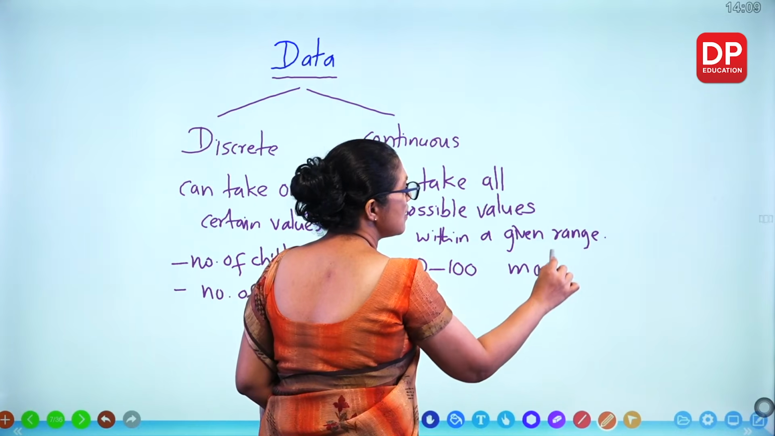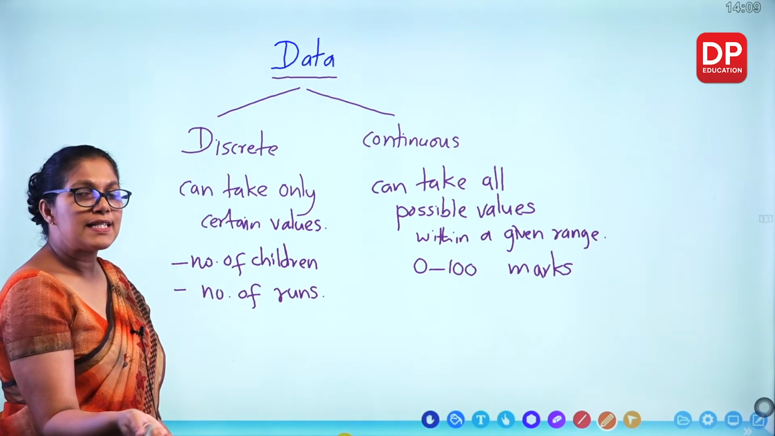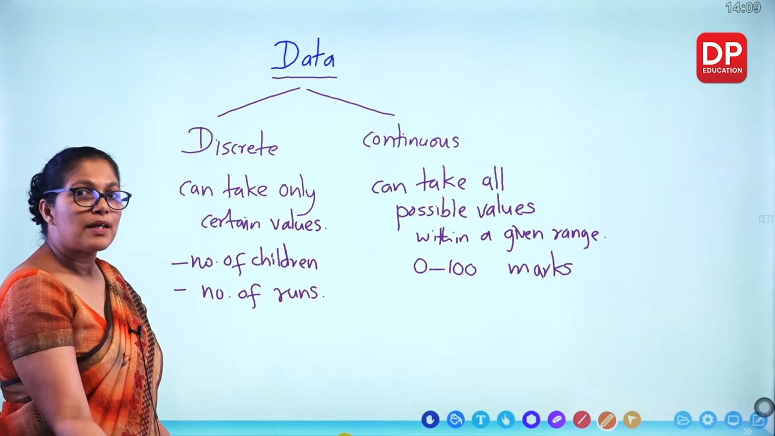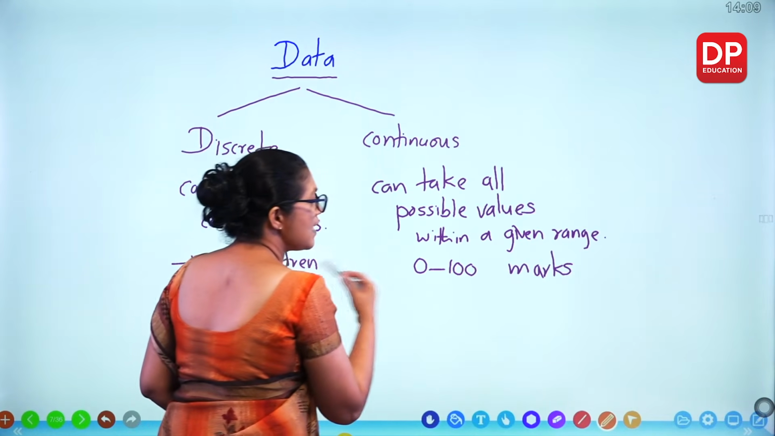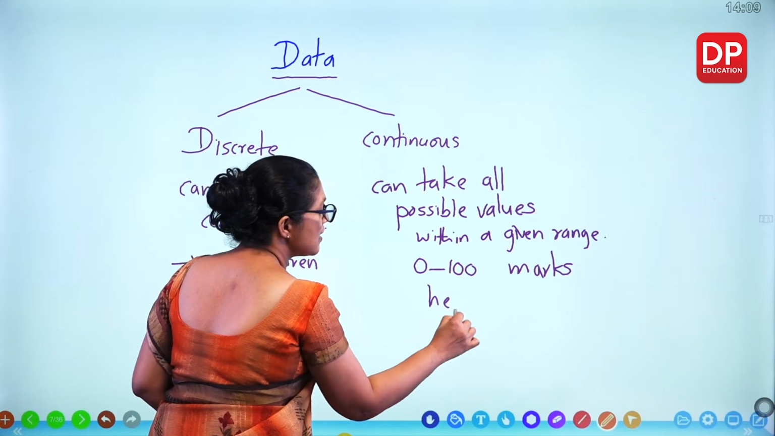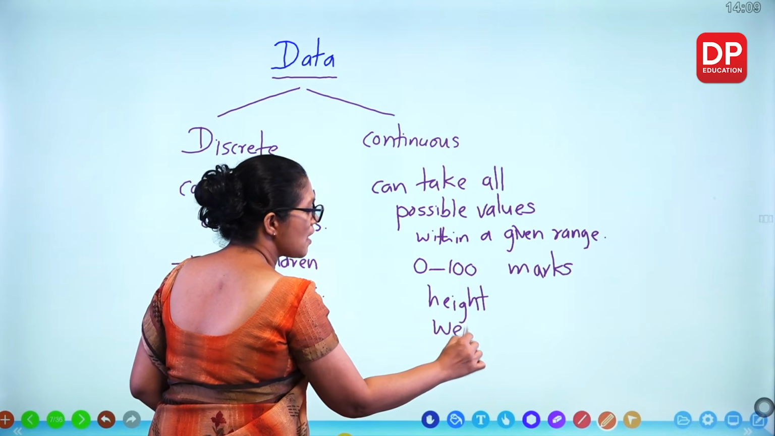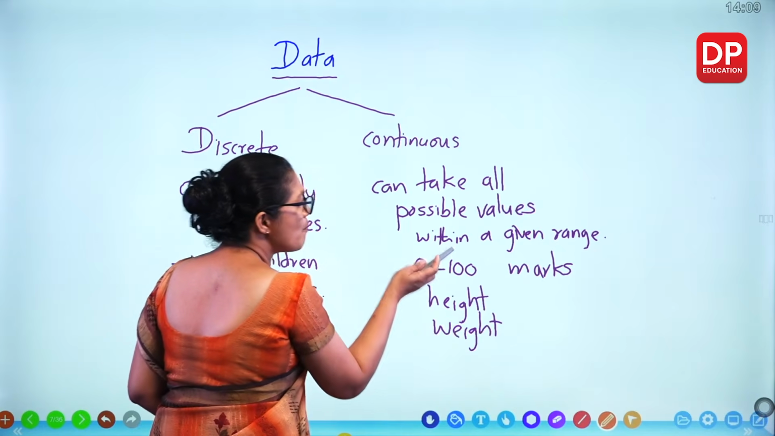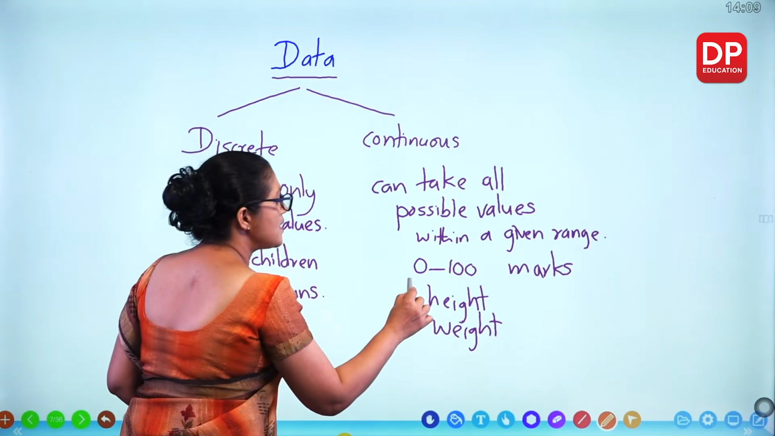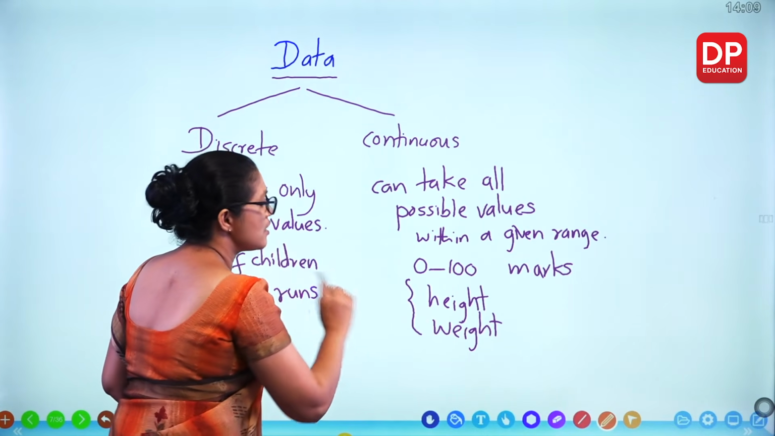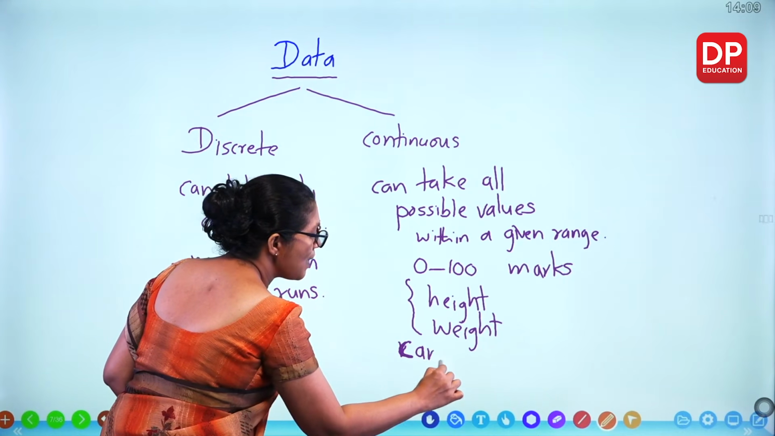Height of a person, 1.6 meters, 1.61 or 1.35 meters. So here we can take height as continuous. Weight of something is continuous. So mostly if we can measure values, we say those are continuous. These values can be measured.